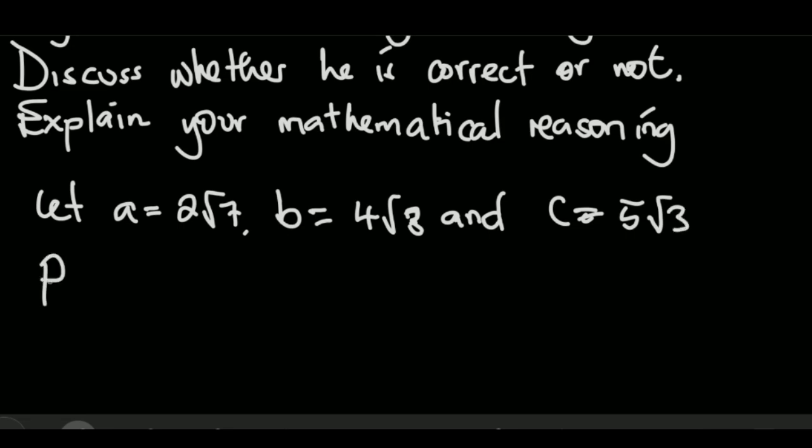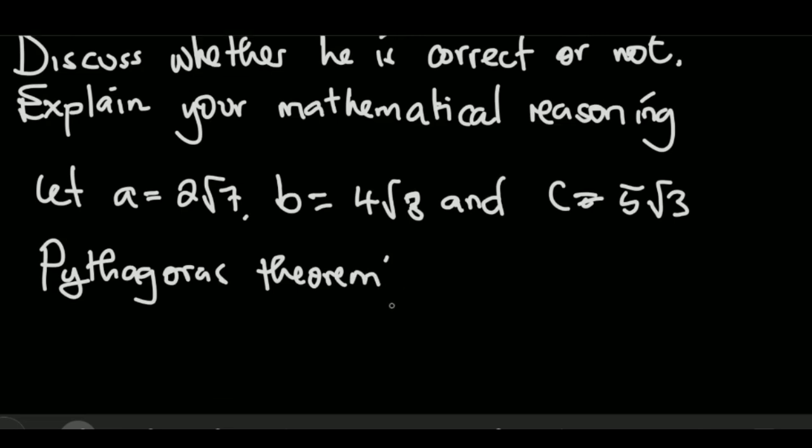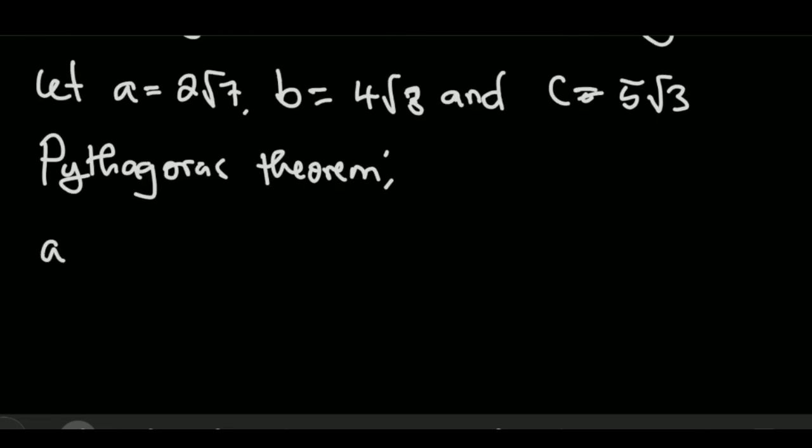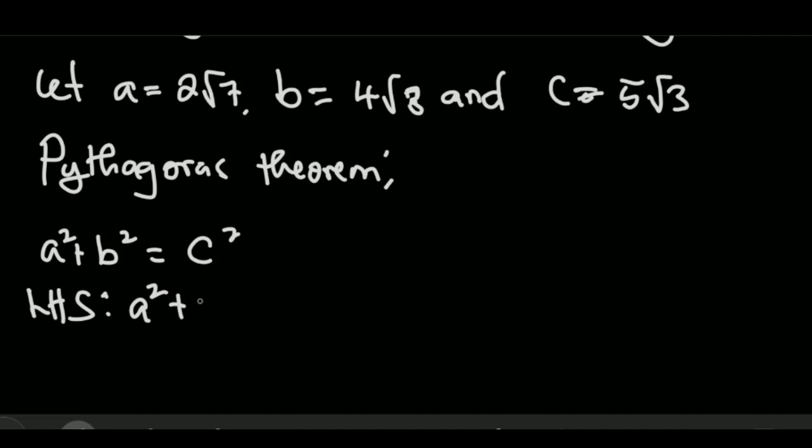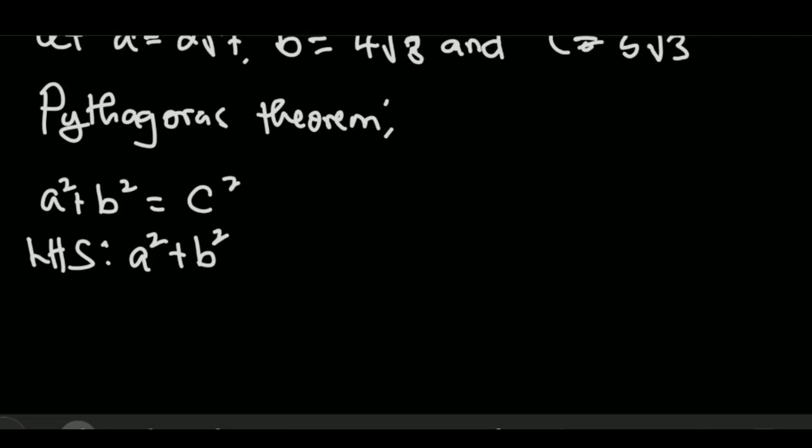Okay, so according to Pythagoras theorem, which holds for all right angled triangles, A squared plus B squared should give us C squared. And if this is true for this case, then our conclusion will be that this triangle is truly a right angle triangle. Now let's look at our left hand side. Our left hand side is A squared plus B squared. So if we obtain the same result as our right hand side, then we conclude it's a right angle triangle.